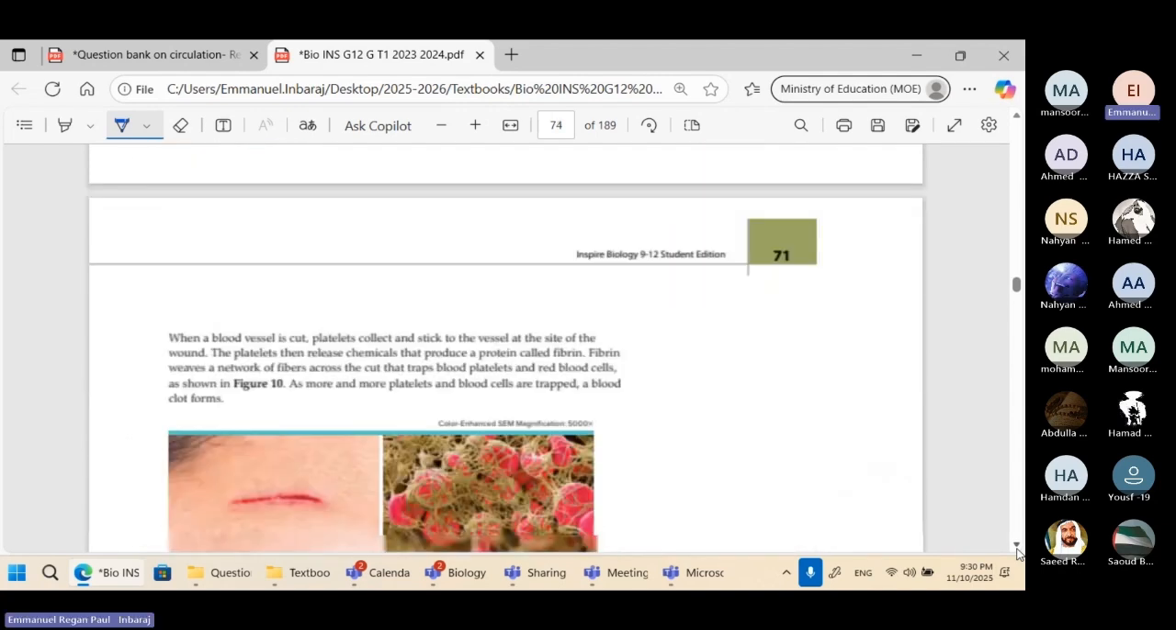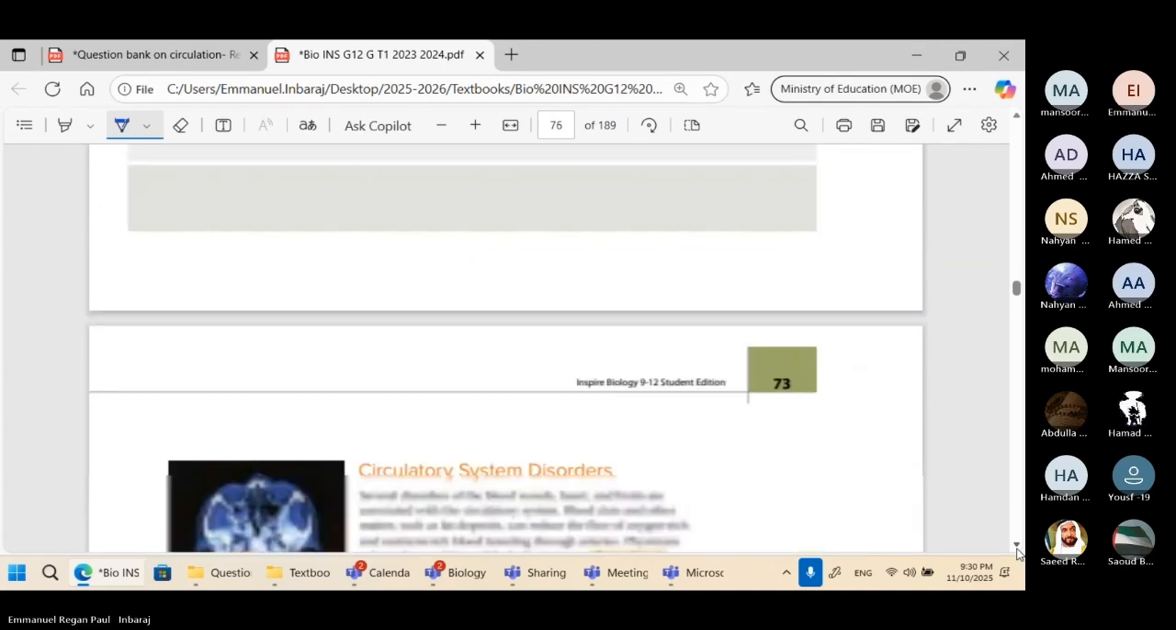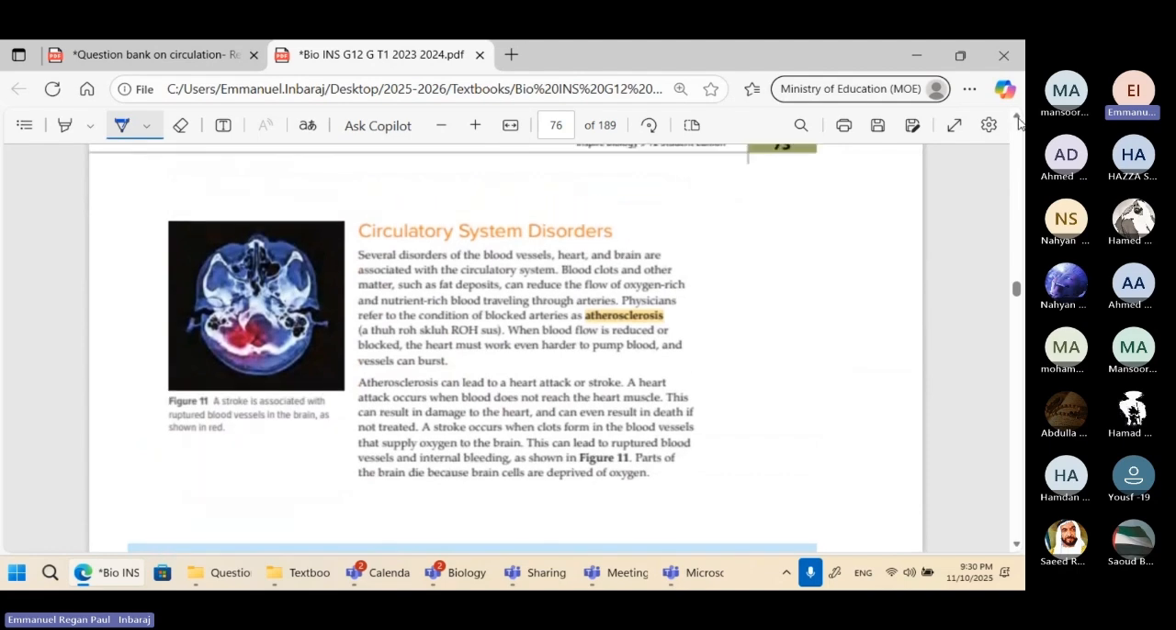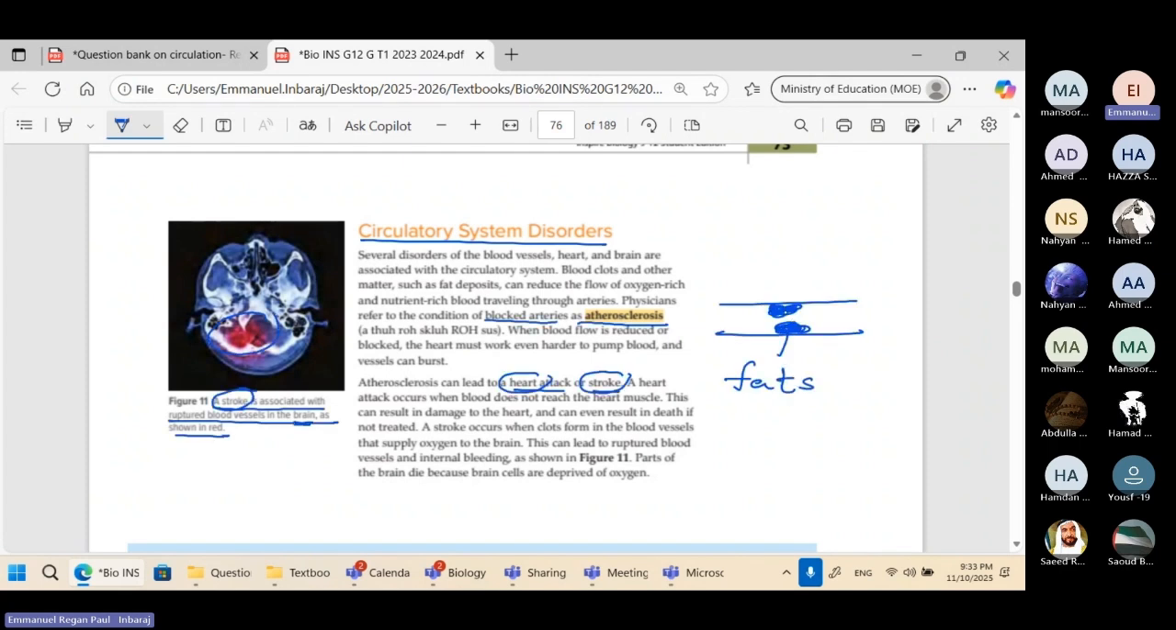They will give you this picture. This is circulatory system disorder. What is this picture? This picture is a scan of a brain. And in the brain, can you see this red thing? The fat materials are blocking the arteries, then you call this condition atherosclerosis.